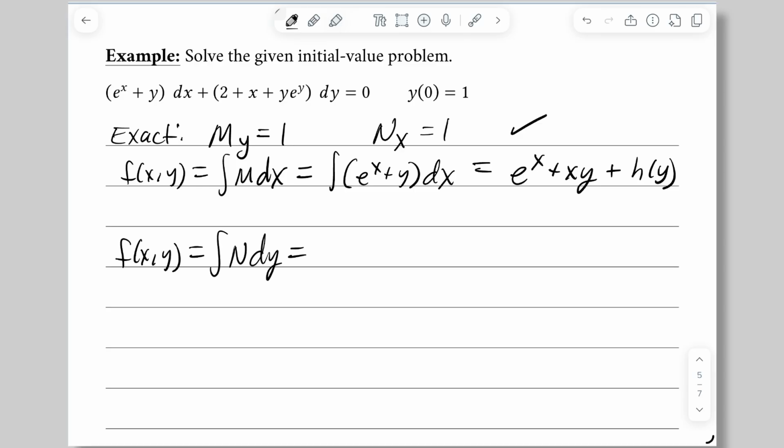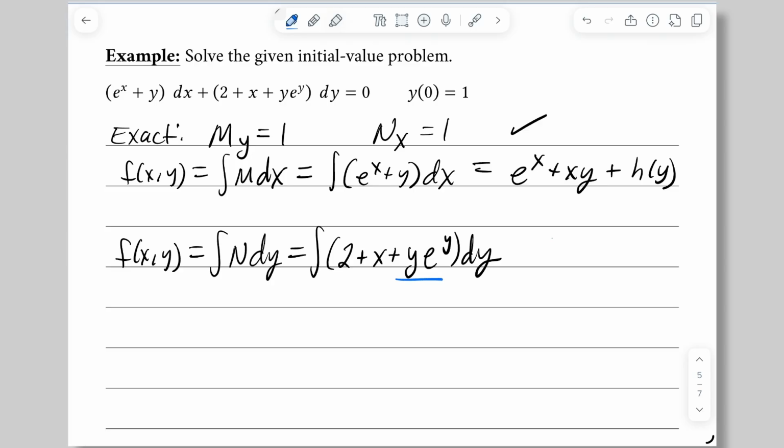It's also true that f of xy is equal to the integral of N with respect to y. In this case, that means it's the integral of 2 plus x plus y e to the y times dy. Now integrating this means we have y e to the y, which means integration by parts, and we would have that at some point using the other process anyway. It's all the same work, it just shows up in different ways at different times.